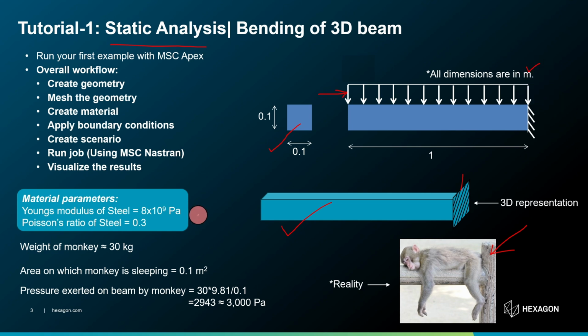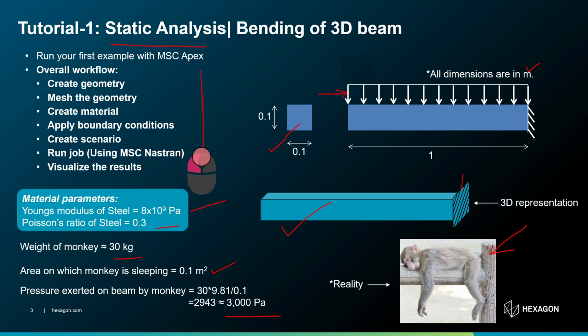We will assume a very simple material model which is the linear elastic material model, and as this is static analysis, we will just find out the steady state solution. So we don't need density of the material. We will need only two things. First is Young's modulus and another is Poisson's ratio. To calculate this force, we are assuming the weight of our monkey is 30 kg, which is distributed evenly on the top surface with area 0.1 meter square. Hence the pressure would be around 3000 pascals.